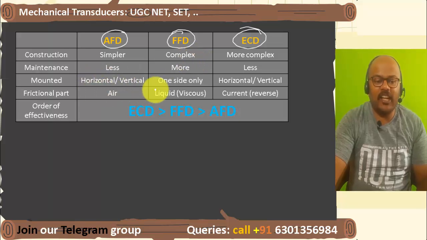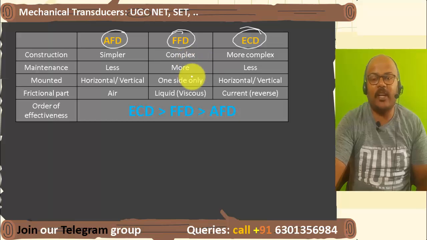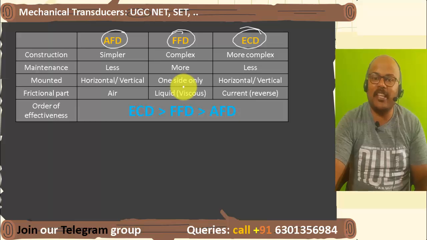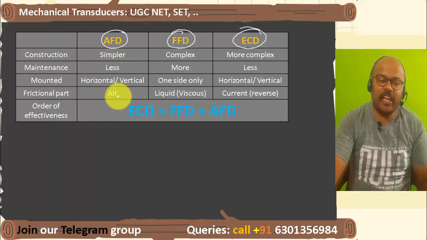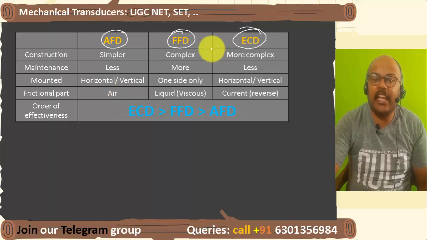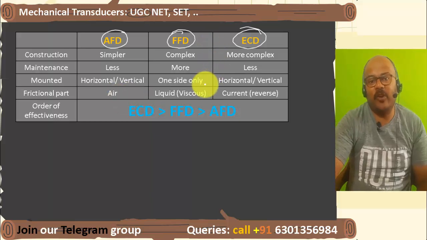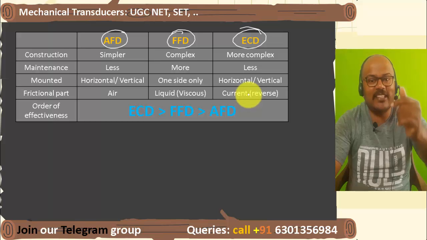Mounted horizontally or vertically. Fluid, no, one side only you can mount. The other side you want to make means a proper sealing should be there. Next, frictional part in the case of air friction damping is air. In the case of fluid friction damping, it is a fluid which is viscous in nature. Eddy current damping, it is a current where you're going to apply the reverse current.